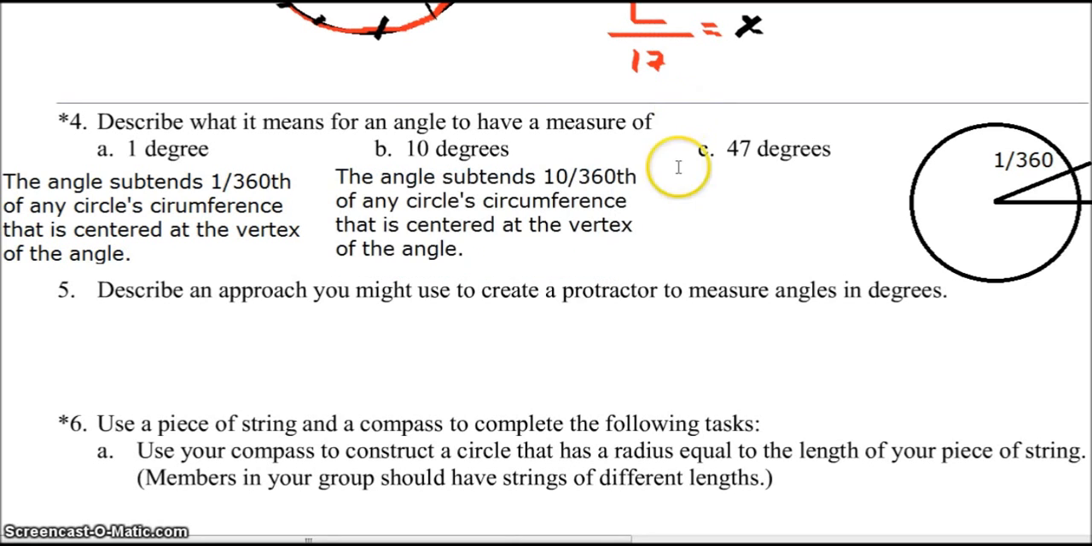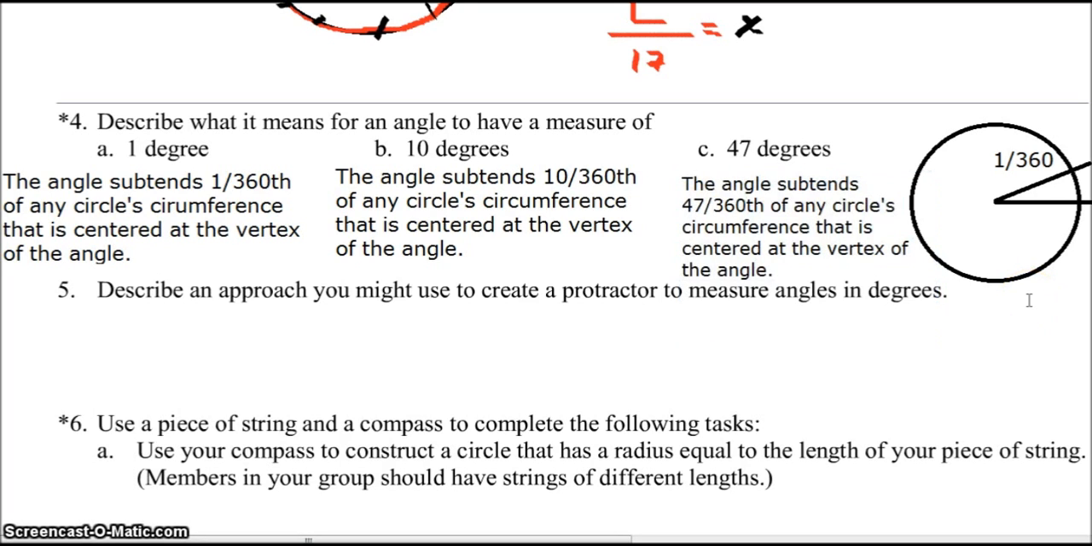For 10 degrees, the angle subtends 10/360ths of any circle circumference that is centered at the vertex of the angle. For 47 degrees, the angle subtends 47/360ths of any circle circumference that is centered at the vertex of the angle. So if this is 47 degrees, then this arc length is 47/360ths of the entire circle's circumference, whatever that may be for any size circle.